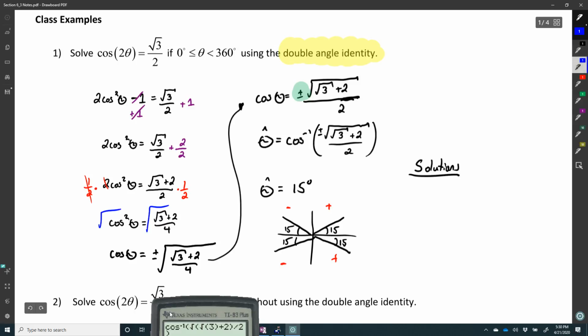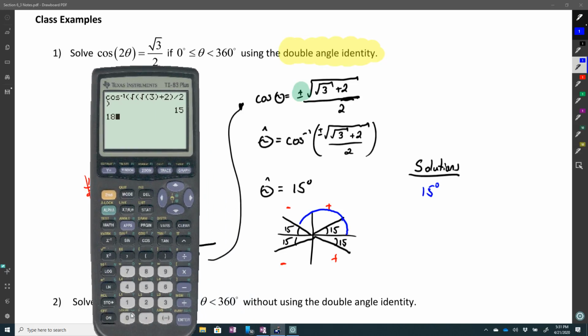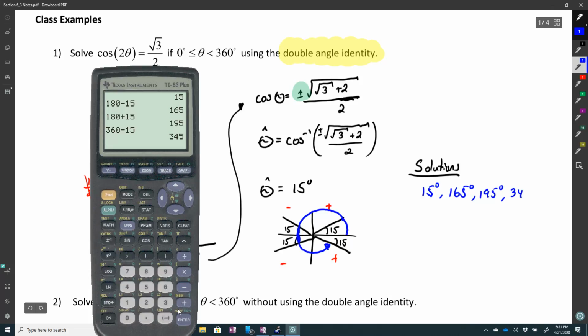So if I start here, my first solution I come across is 15 degrees. Then we go this way, and we get to 180 minus 15, which is 165. We keep going. The next one is 180 plus 15, that's 195. And then the last one, we keep going, is 360 minus 15, is 345. So we end up with 4 solutions.